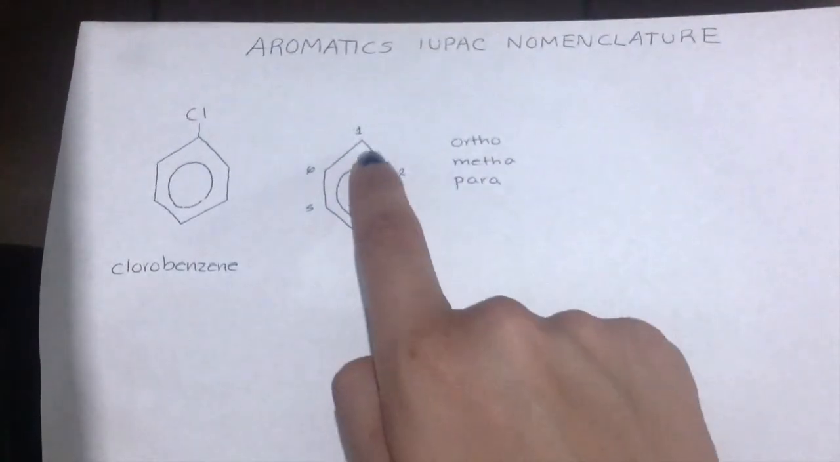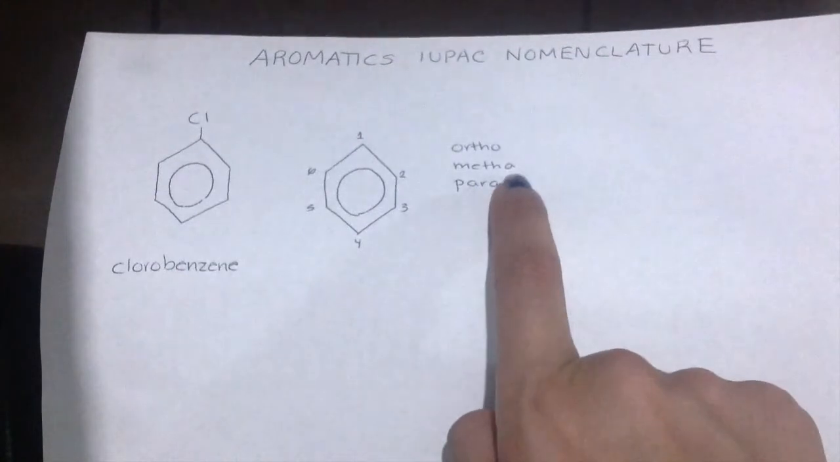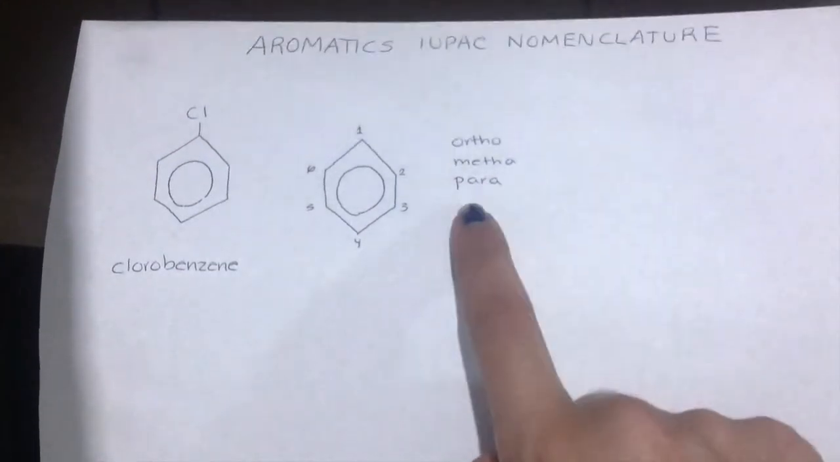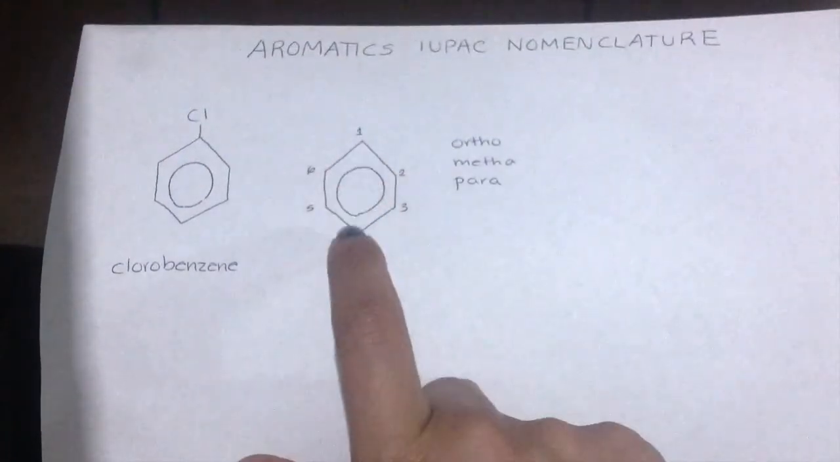Then meta, if you have the substituents placed in number 1 and number 3. You will use meta as a prefix before naming the substituent. And para, if you have the substituents in number 1 and number 4.